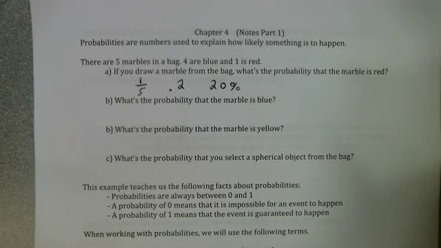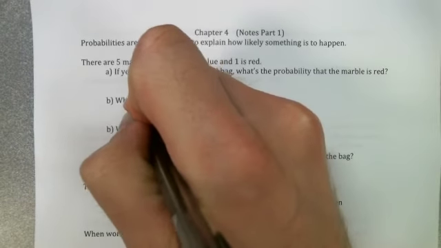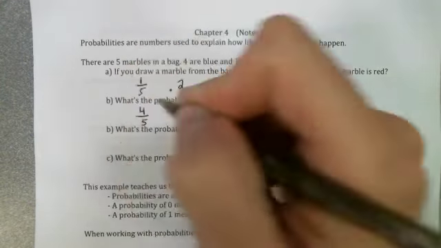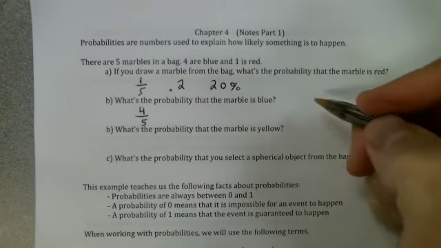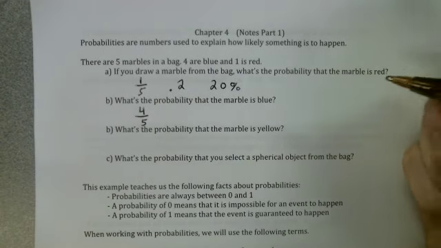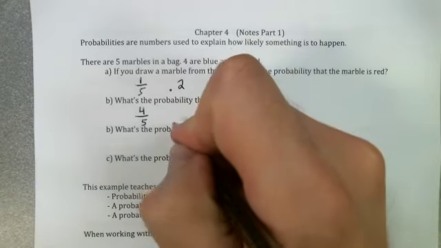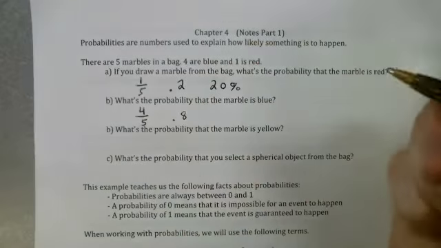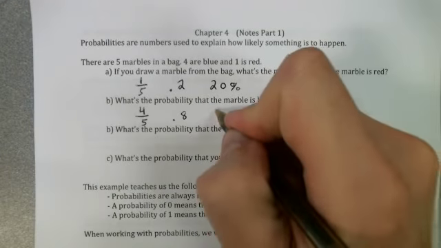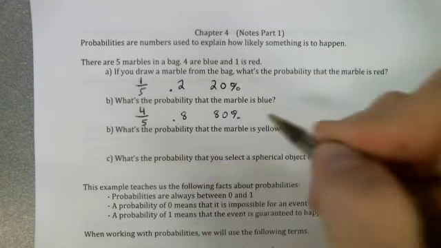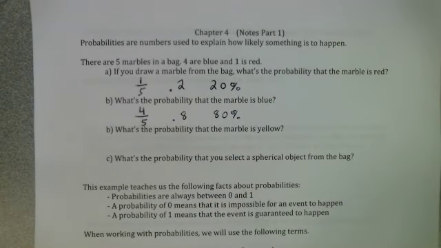All right. What's the probability that the marble is blue? Well, 4 of the marbles are blue out of 5 total. So the probability will be 4/5, or 4 in 5. You can convert that to a decimal, give your answer as 0.8, or you could say 80%. So those will be correct answers.